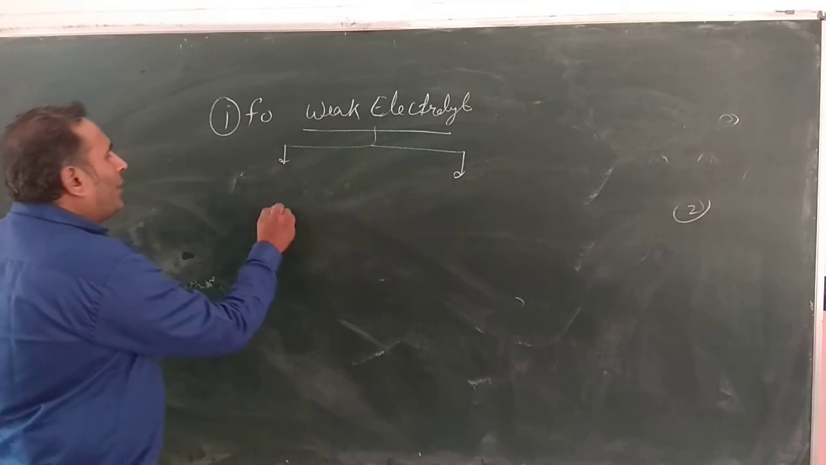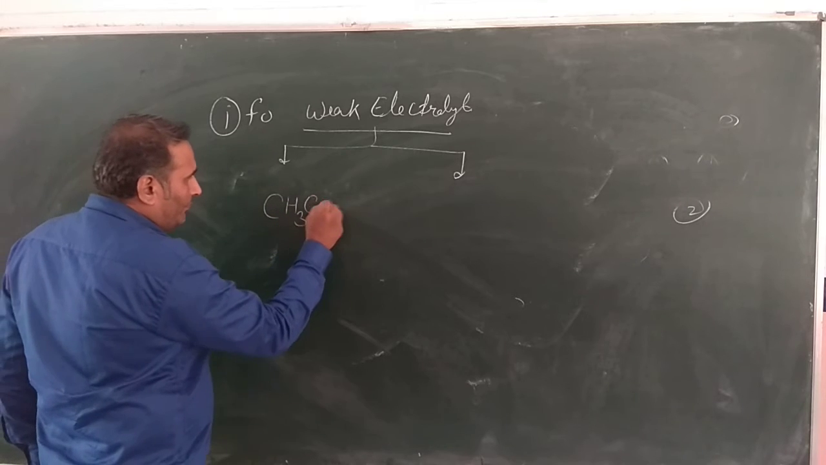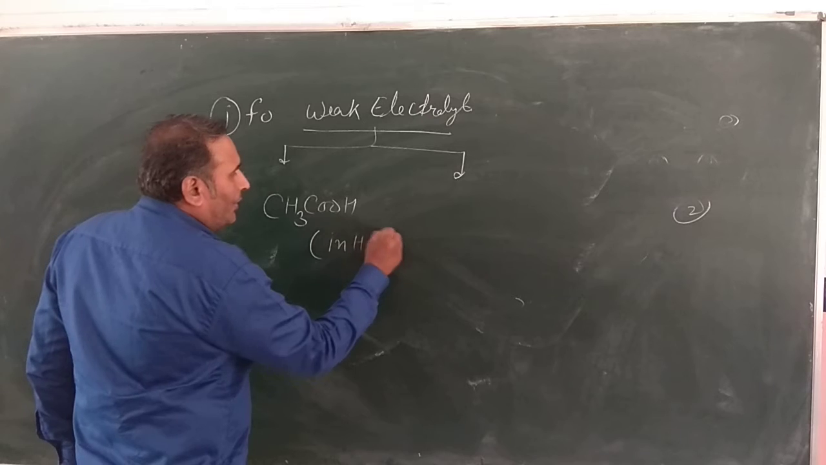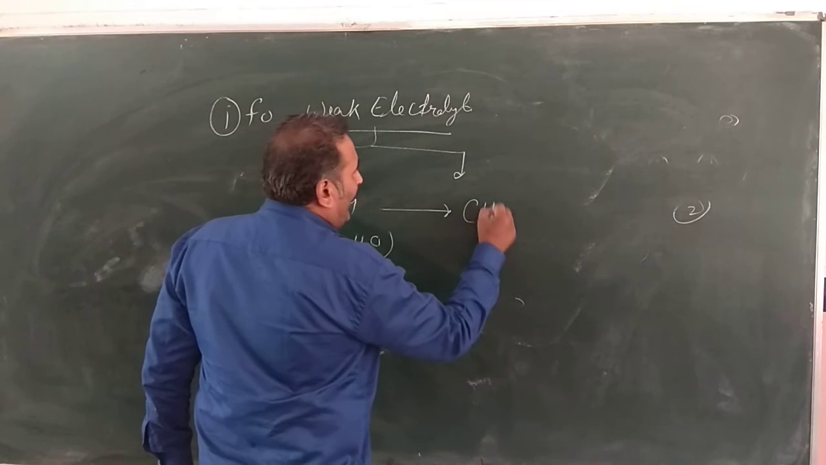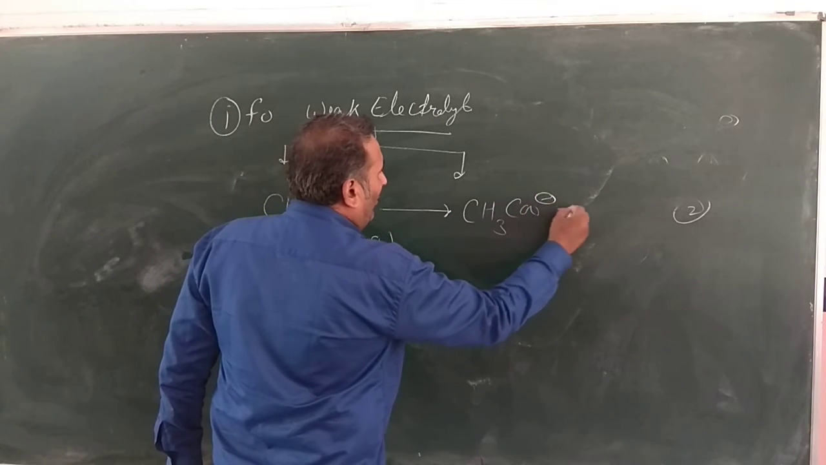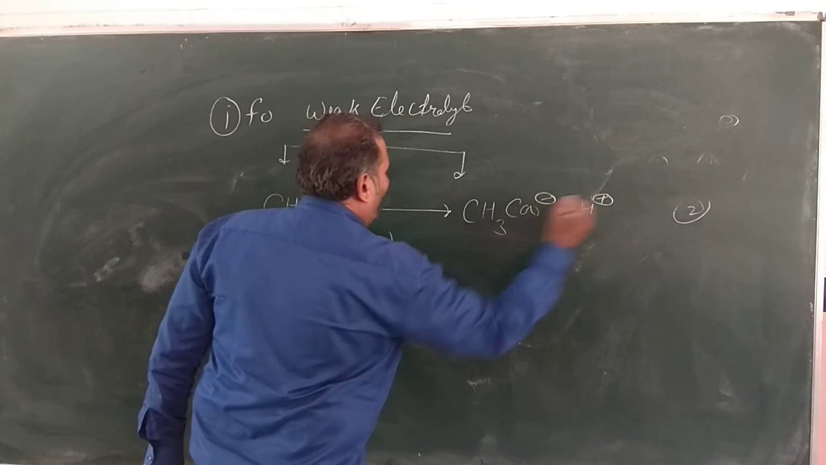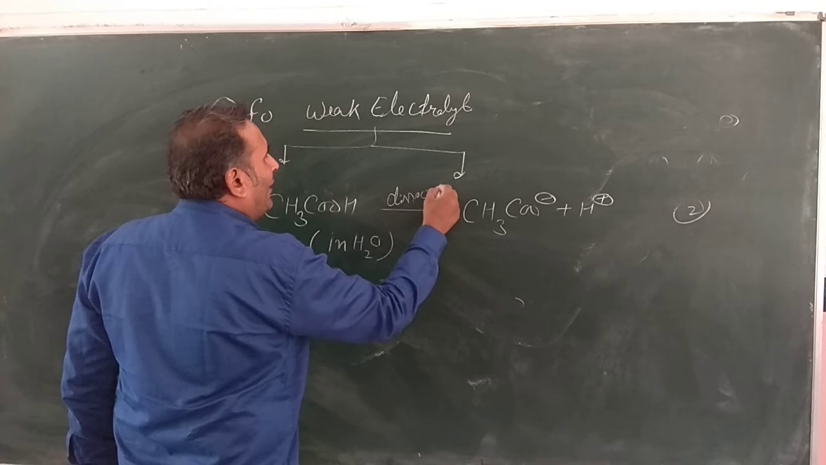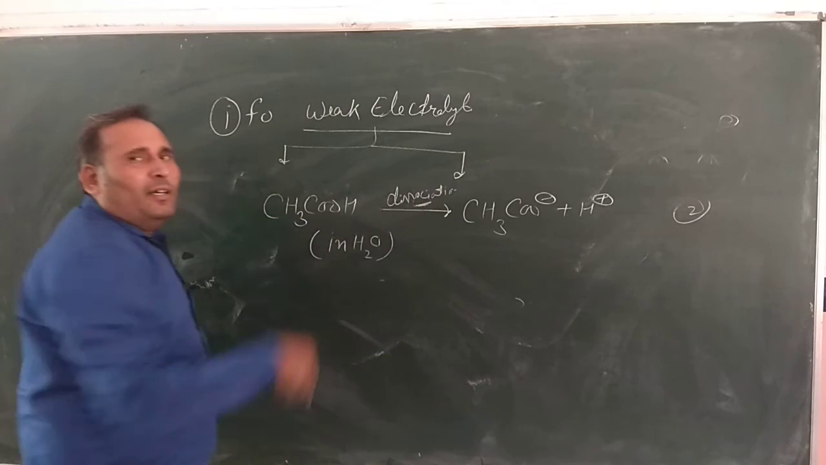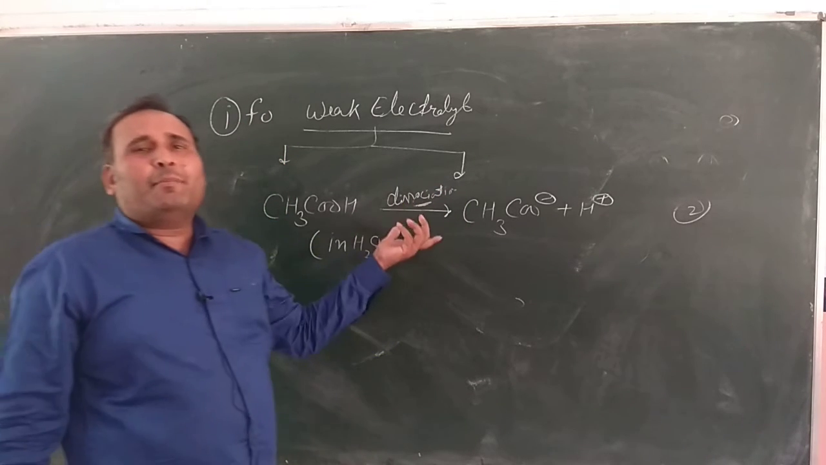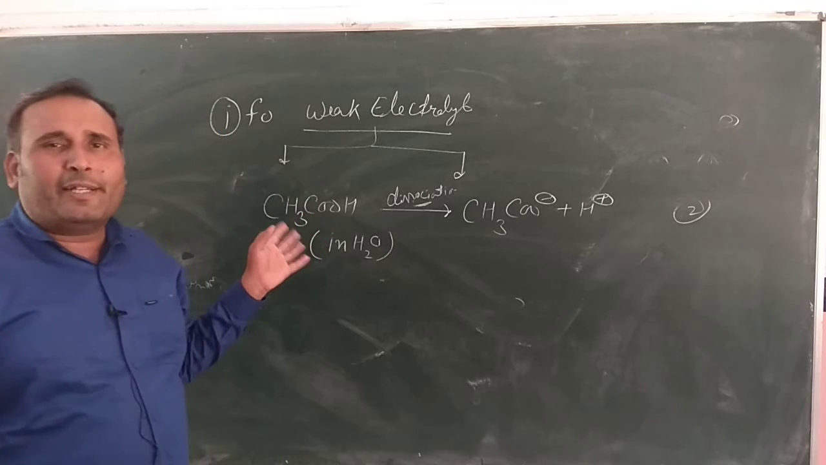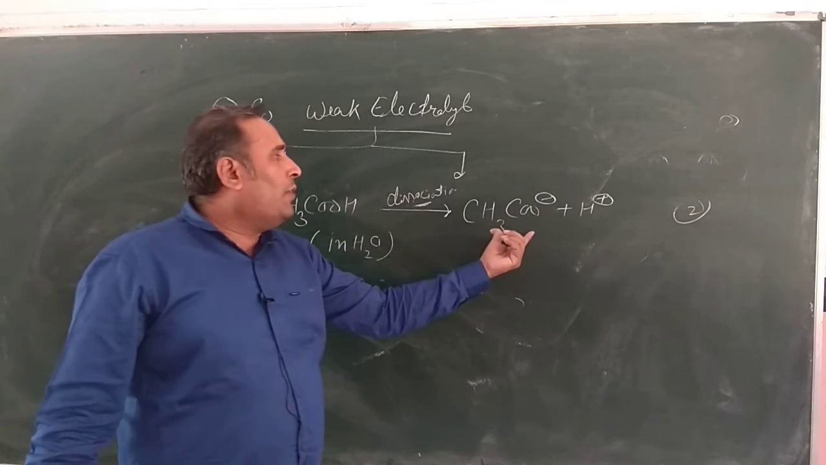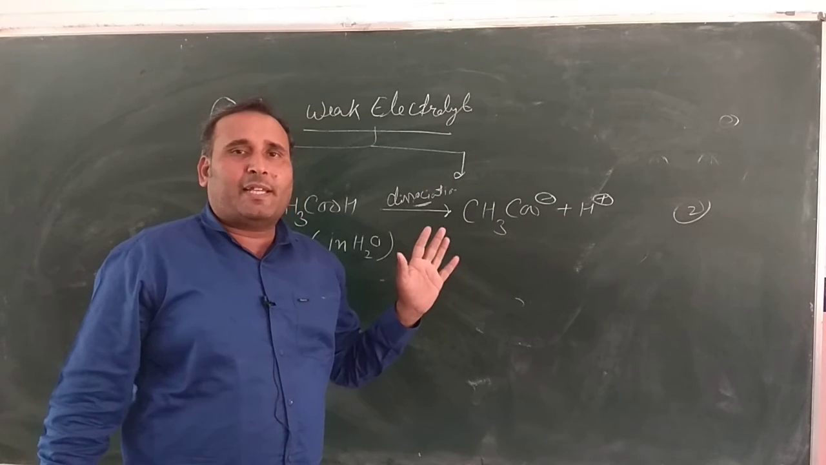Suppose I am talking about CH3COOH. Normally CH3COOH in water dissociates into CH3COO negative plus H positive. So here is a case of dissociation or ionization. Ionization we use in the case of strong electrolyte, and dissociation term we can use in the case of weak electrolyte. But in water, CH3COOH always dissociates into 2 ions, CH3COO minus and H plus ion.